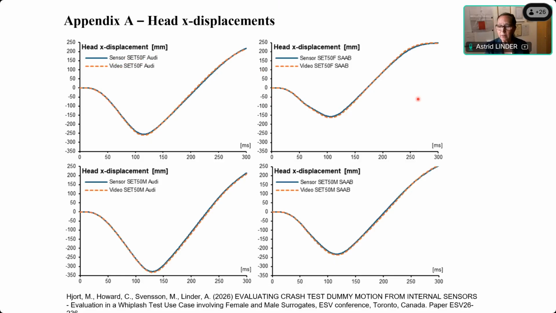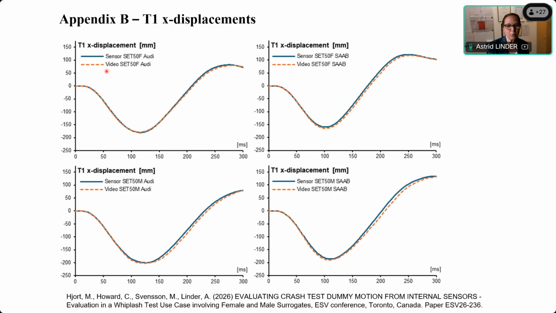Right here is 300 milliseconds. It's not identical, which it shouldn't be, because then you would be suspicious, but it's very, very similar. And the same goes for T1 displacement. Here you can see, and it's both from the Audi seat and from the Saab seat.